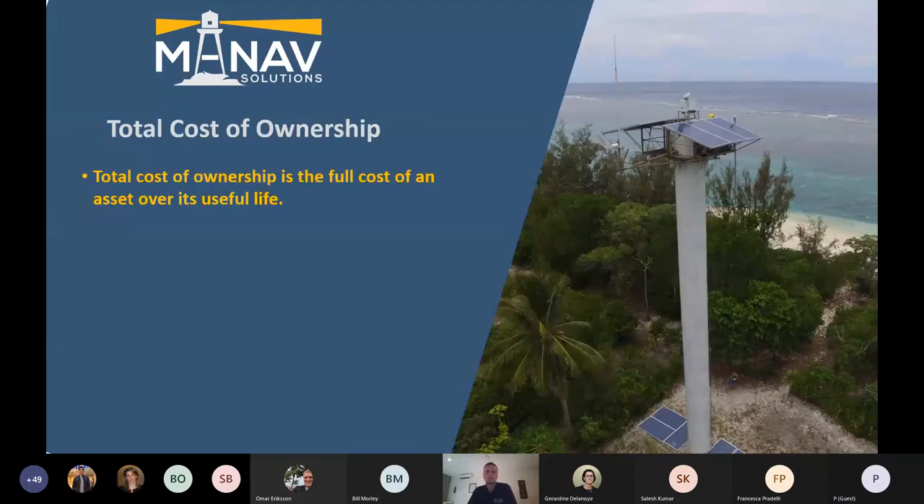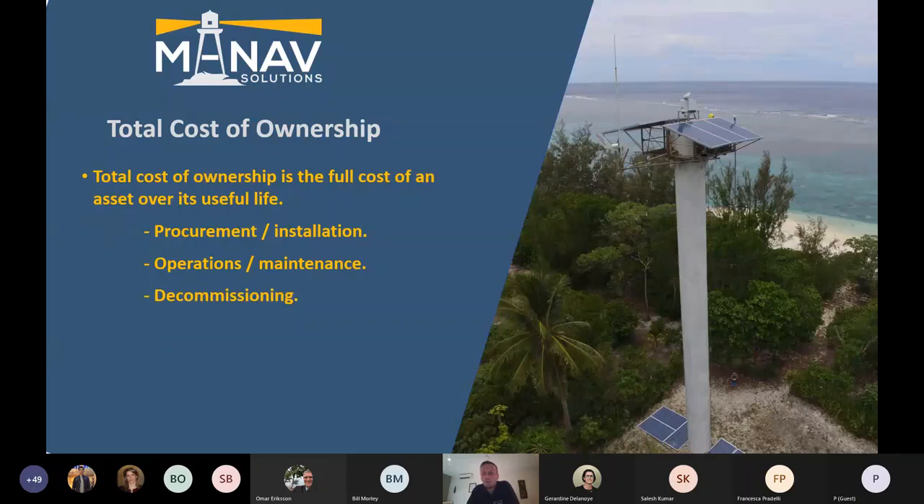So total cost of ownership is basically the full cost of an asset over its useful life. This includes all phases, right from procurement and installation, the operation and the maintenance of the AtoN, right down to the decommissioning and the costs that are associated with safely and cleanly removing a structure from service. Every phase is quite critical, and every phase contributes to the total cost, and you really have to focus on each different phase in a different way.